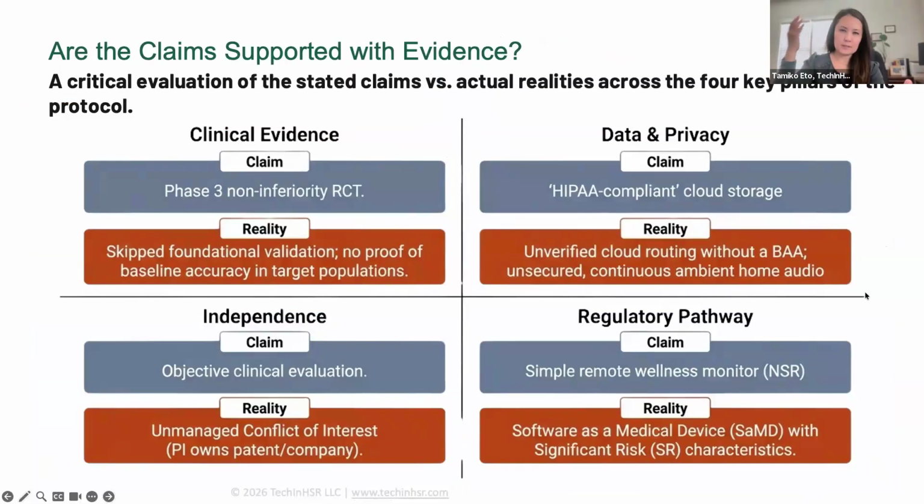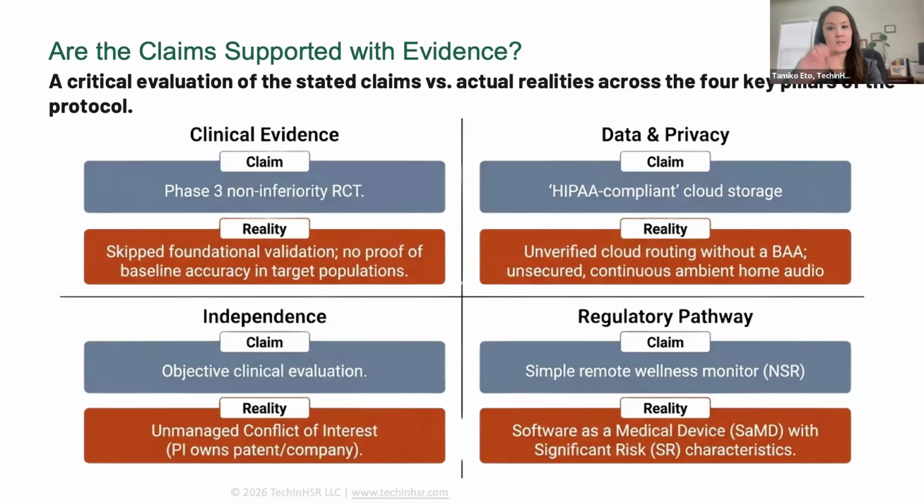So pulling all of this together across the four key pillars of the NeuroScreens protocol, here's what the sponsor claims versus what a thorough review actually reveals. On clinical evidence, the protocol implies a validated study design testing a reliable diagnostic tool. In reality, there was no foundational analytical validation. The AI had never been tested for accuracy in any controlled non-interventional setting. The study is attempting a powered, non-inferiority randomized control trial without any prerequisite evidence base.